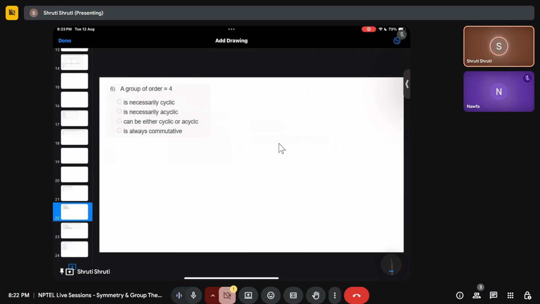A group of order 4 is necessarily acyclic, is necessarily cyclic, can be cyclic or acyclic, is always commutative. A group of order 4 can be cyclic also, acyclic also, and it has nothing to do with commutativity.